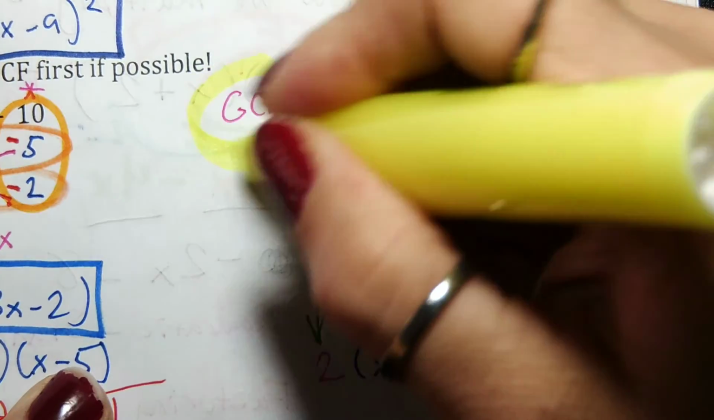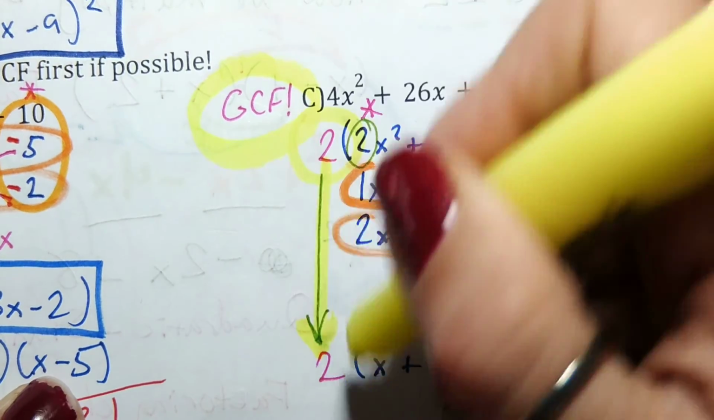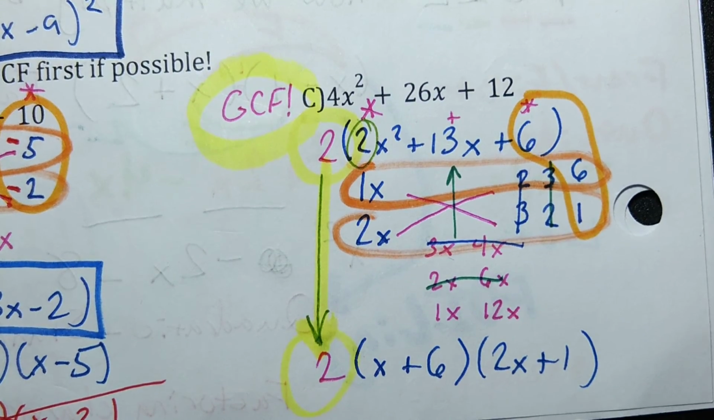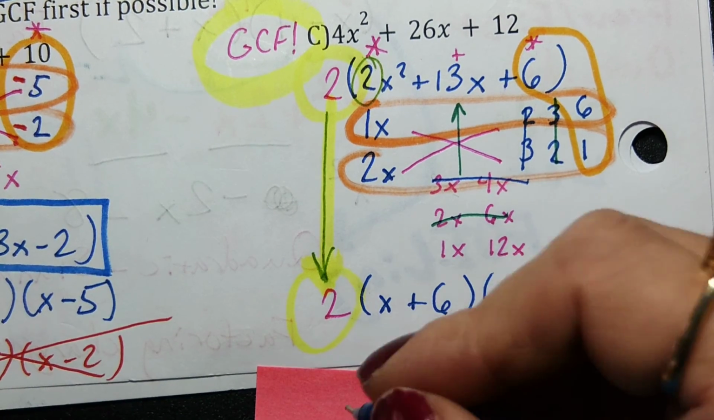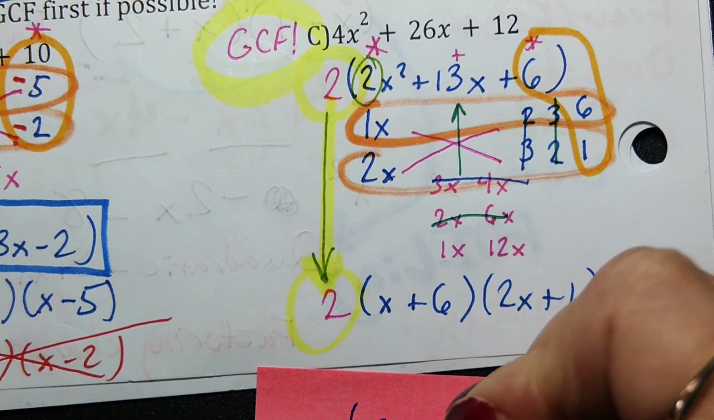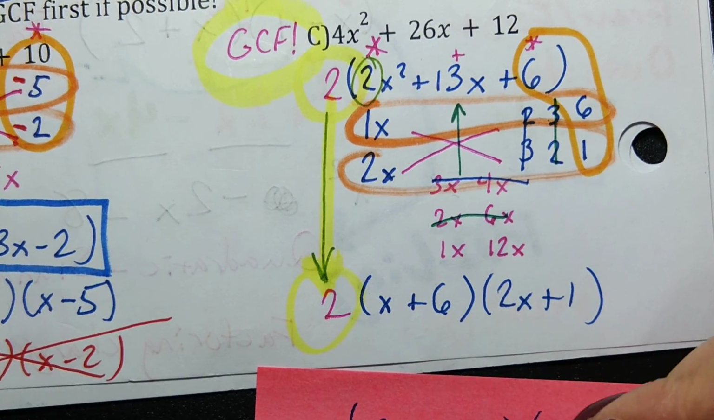There we go. So GCF. Remember to take it out. Remember to bring it down. If you don't remember to take out the GCF from the get-go, you might end up with something like this. You might end up with something like 2x plus 12 over 2x plus 1.